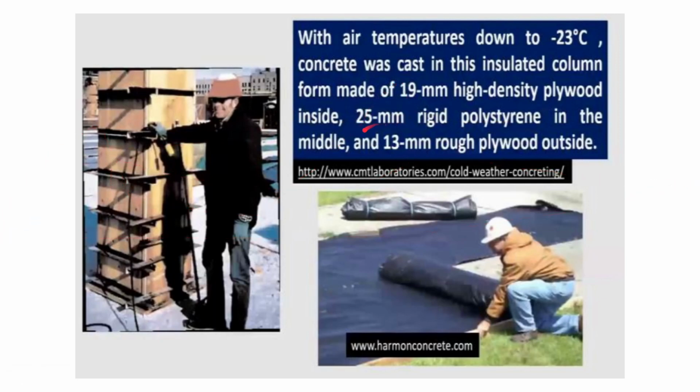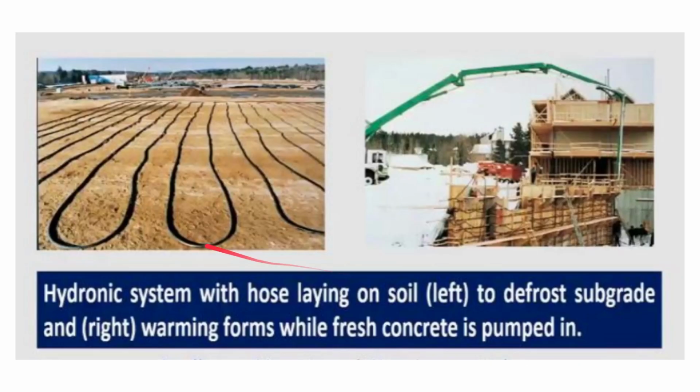So it is around 25 plus 19 plus 13. 19 plus 13 is around 32. 32 plus 25 is 57. So 57 millimeter, approximately 6 centimeter thick formwork has been given, okay. If you give such thick formwork, that can even sustain air temperatures as low as -23, okay. So that is the capability of using membrane curing in cold weather.